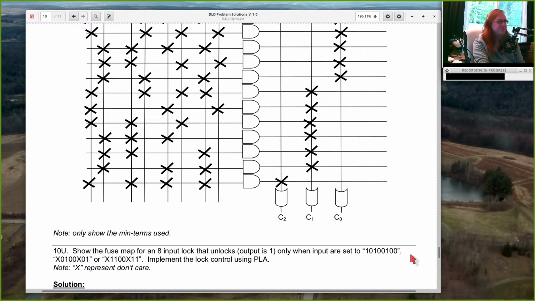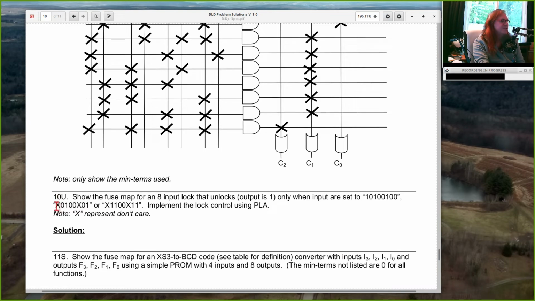So if your input is 10100100, your output should be 1. If your input is 00100001, your output should be 1. If your input is 00100101, or 10100001, or 10100101, any of those 4 combinations should also unlock the circuit, and any of the 4 combinations represented by this pattern. So if the X's are 00, 01, 10, or 11, that should also unlock. So there's 9 input combinations that should generate an output of 1.